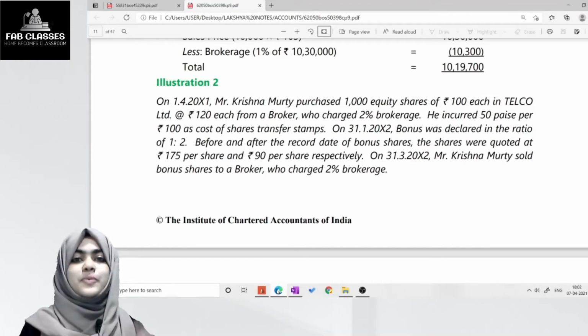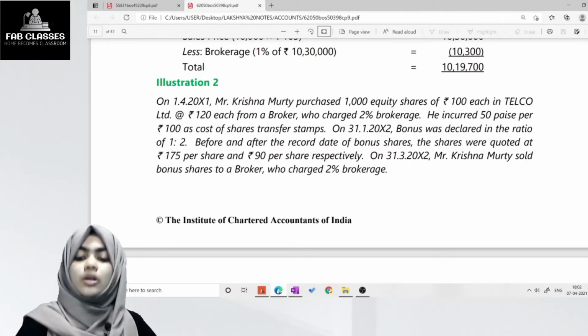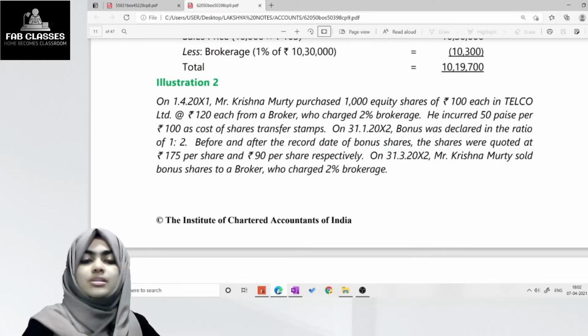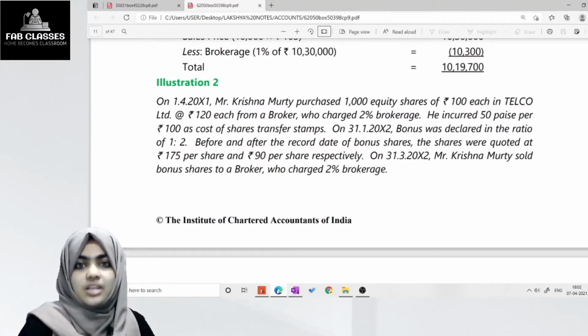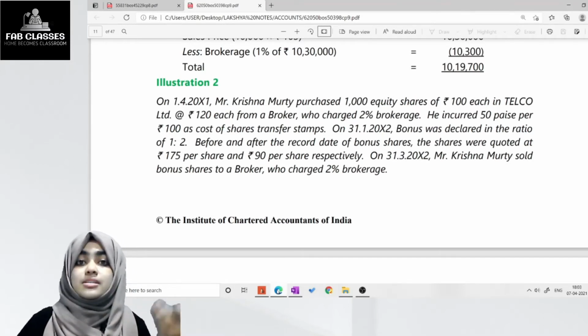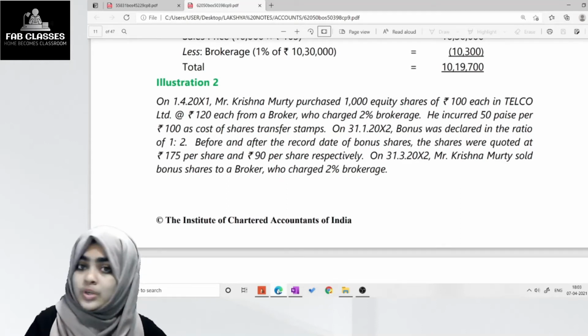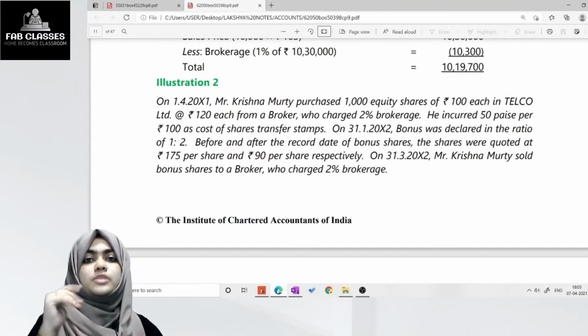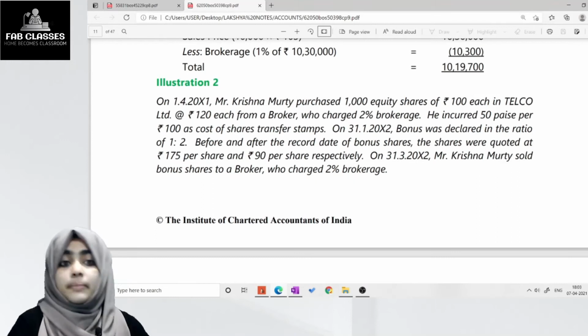Okay, so the difference between illustration number 1 and illustration number 2 is that illustration 1 was relating to a fixed interest bearing security. That means those securities which have a fixed amount of interest, that is debentures. But now in case of illustration 2, the investment which we are going to make is in shares. Shares are not a fixed interest bearing security. The returns which we are getting from shares is dividend, and that dividend is not fixed. We don't know when we are going to get dividend and how much dividend we are going to get. So that is the basic difference between illustration 1 and illustration 2. So let's see how we are going to solve this illustration number 2.